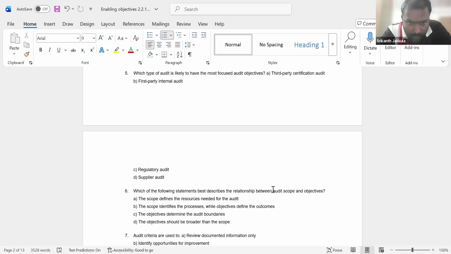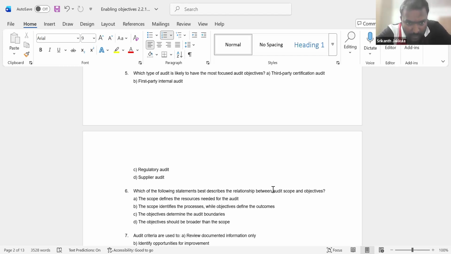The scope defines the resources needed for the audit. The scope identifies the processes while objectives define the outcomes. The objective determines the audit boundaries. The objectives should be broader than the scope. Which of the following statements best describes the relationship between audit scope and objective?